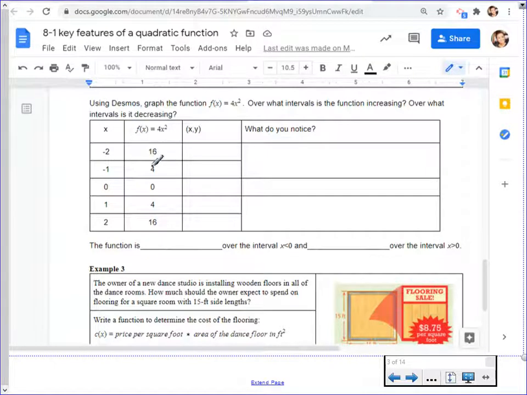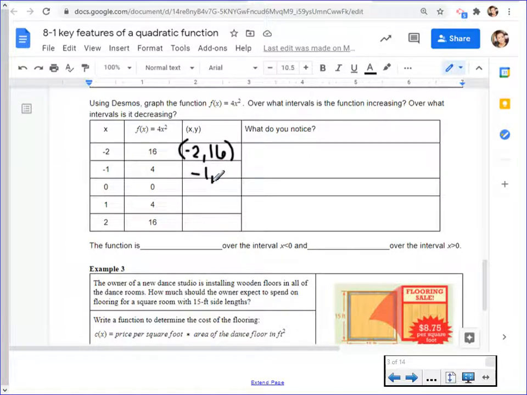They actually give you both of the points. You don't actually have to solve anything. If you took -2 and plugged it into 4x squared, you'd get 16. So the point would be -2, 16. You don't have to do any work. They give you both of the points. They give you your x and your y. This one would be -1 and 4.